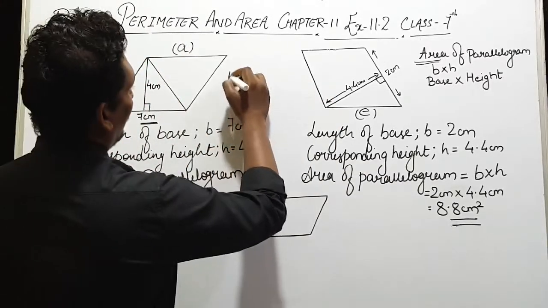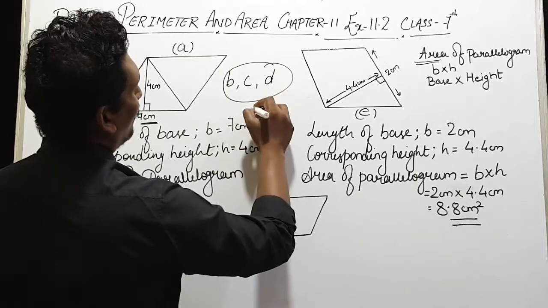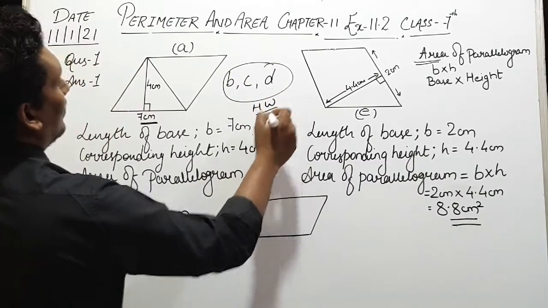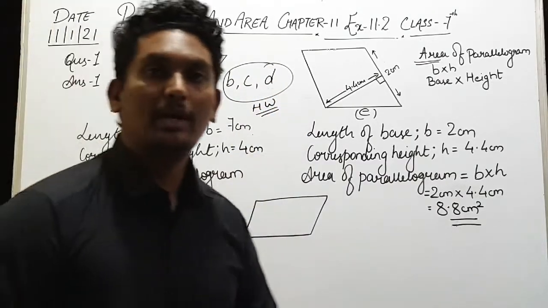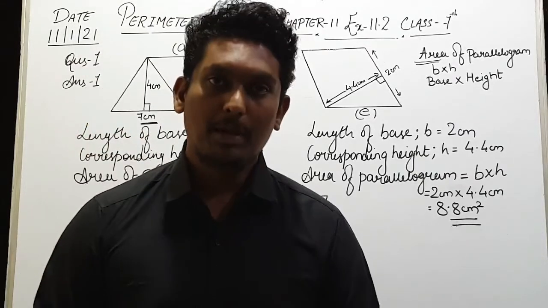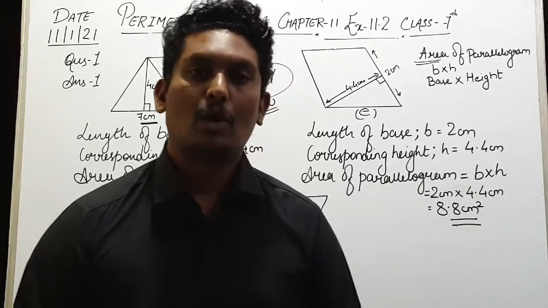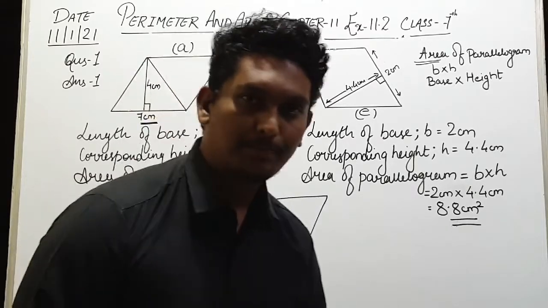So B, C and D is homework for you, okay. Same, just you have to find out the base and the corresponding height, just multiply it, and write the answer in square unit. That's it. Hope it is clear to you. Just go through it.